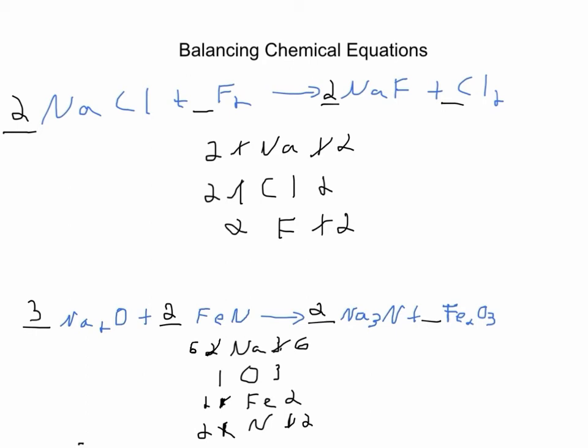So now that's balanced. And there's a 1 next to the oxygen. So 3 times 1 would give me 3 oxygens. So sodium is balanced, oxygen is balanced, iron is balanced, and nitrogen is balanced, and now I am done.